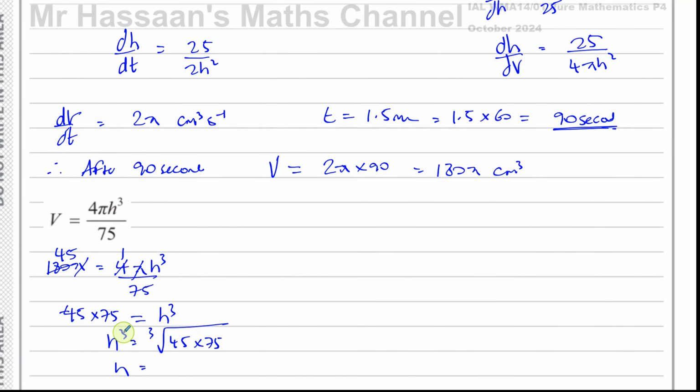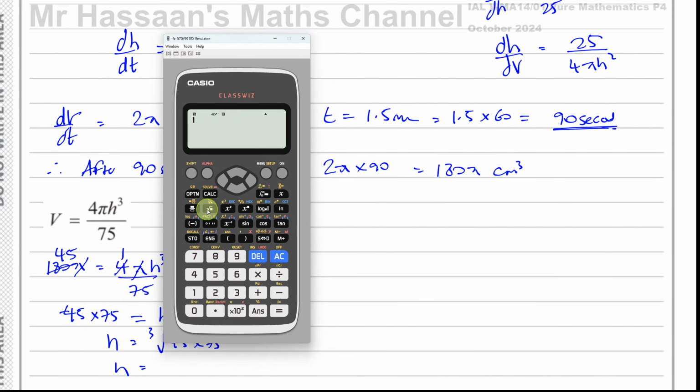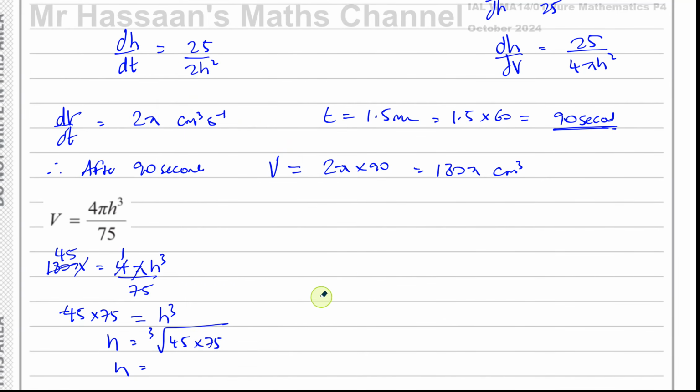Let's see what that gives us. H is equal to the cube root of that. Okay, so we can work that out. The cube root of 45 times 75 gives us 15. So it gives us an exact value. Good. That's 15 centimeters. So we can now work out what we need. We know that at t equals 90 seconds, dh/dt is going to be 25 over 2 times 15 squared, because the height will be 15 at that time.